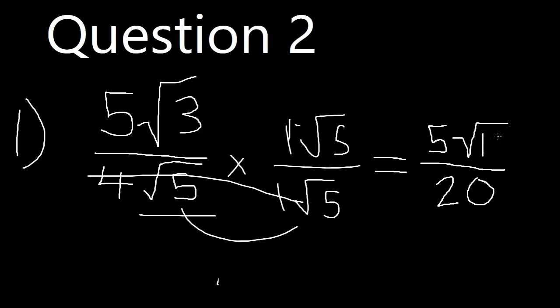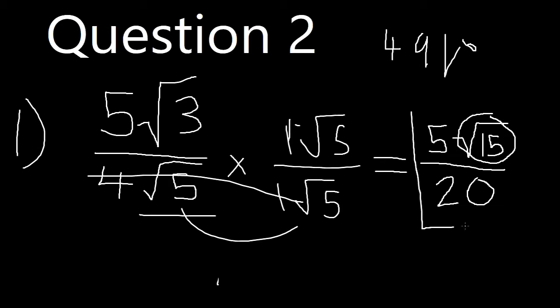Now this is most likely going to be our last form, but we should think, does this 15 here have any square factors? Does 9 go into it? No. Does 16 go into it? No. So we can just leave this how it is, and our final answer is going to be 5 root 15 over 20.